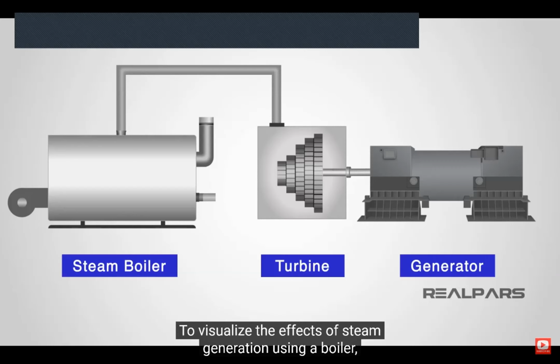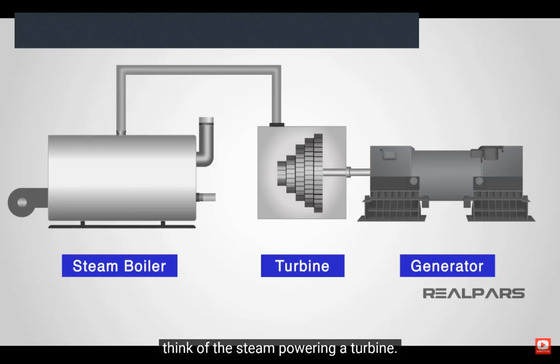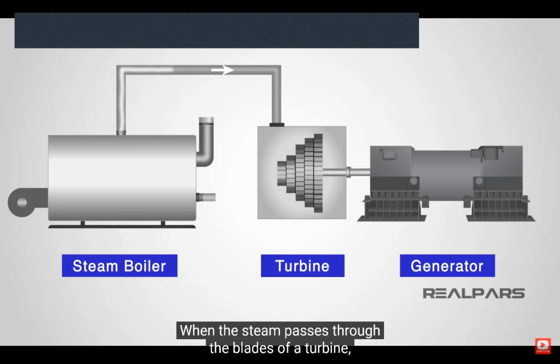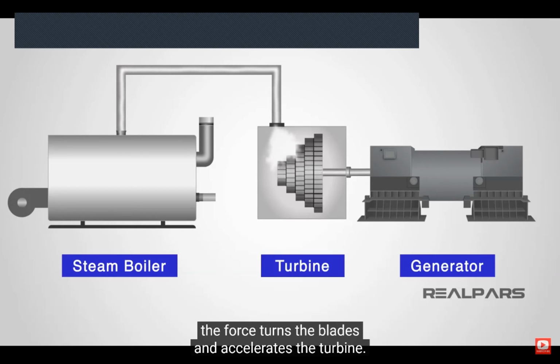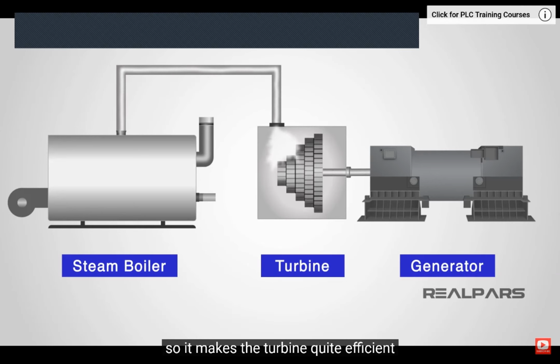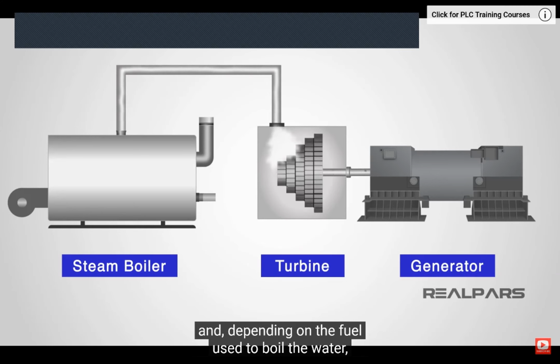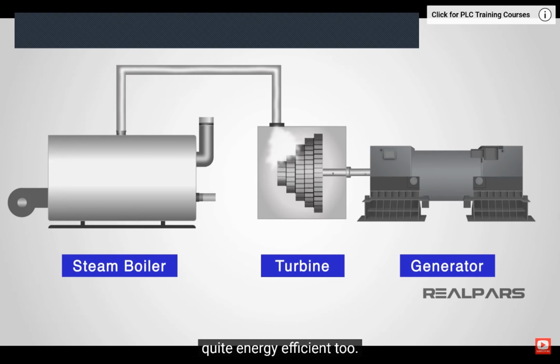To visualize the effects of steam generation using a boiler, think of the steam powering a turbine. When the steam passes through the blades of a turbine, the force turns the blades and accelerates the turbine. Steam contains an enormous amount of energy, so it makes the turbine quite efficient and, depending on the fuel used to boil the water, quite energy efficient too.